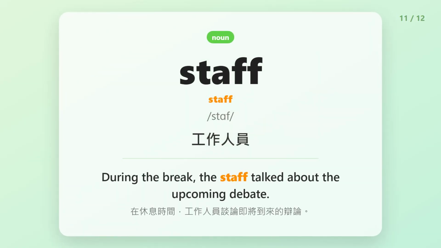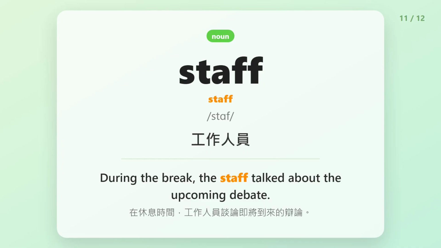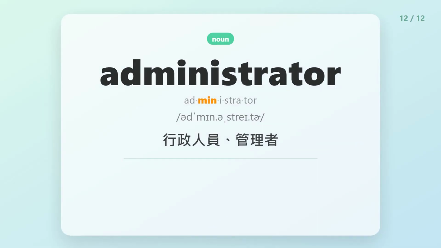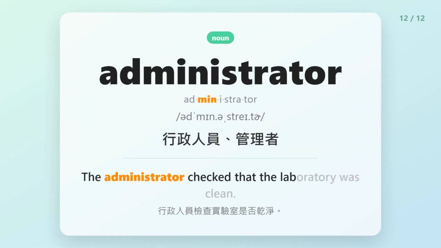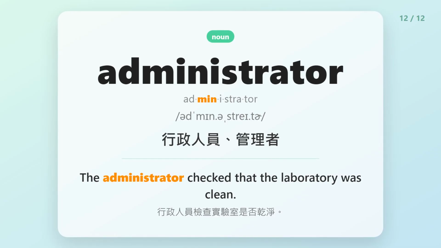Staff. During the break, the staff talked about the upcoming debate. Administrator. The administrator checked that the laboratory was clean.